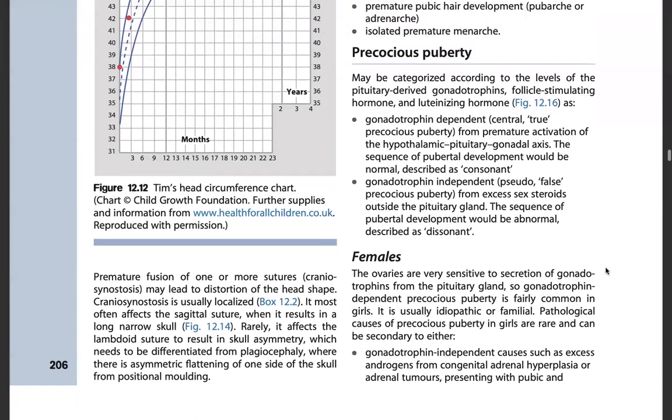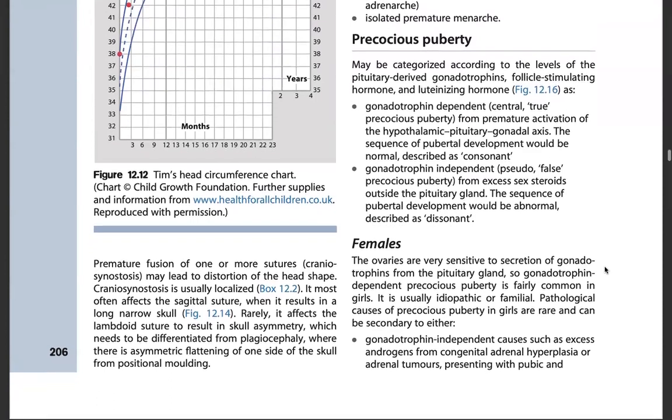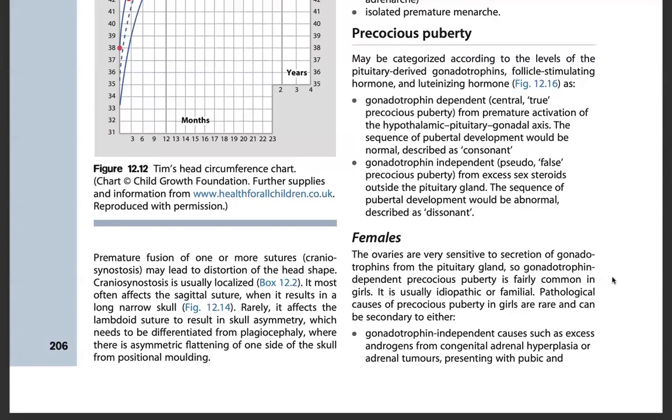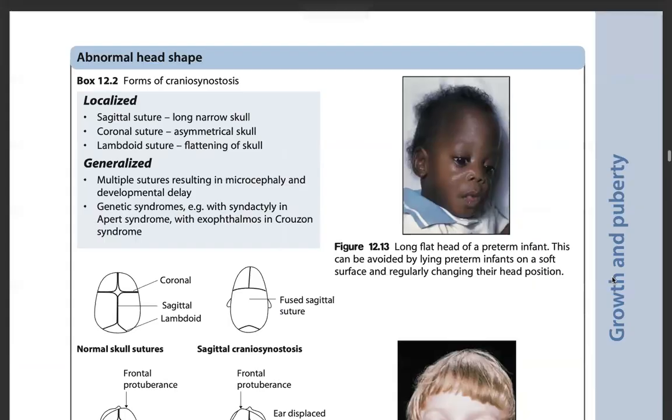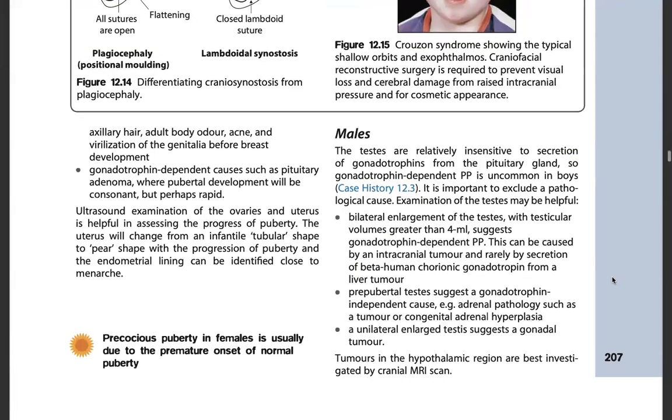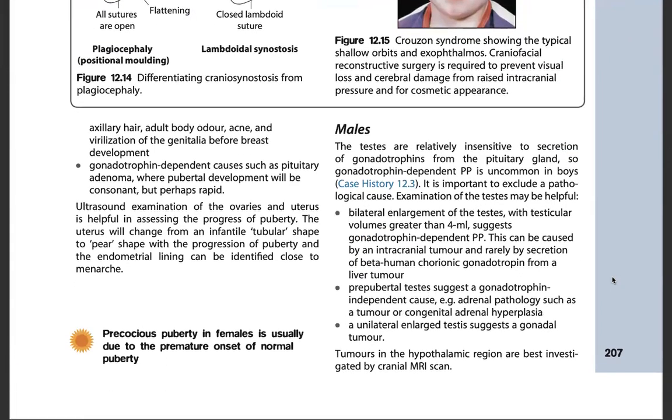In females, the ovaries are very sensitive to secretion of gonadotrophins from the pituitary gland, so gonadotrophin-dependent precocious puberty is fairly common in girls. It is usually idiopathic or familial. Pathological causes of precocious puberty in girls are rare and can be secondary to gonadotrophin-independent causes such as excess androgens from congenital adrenal hyperplasia or adrenal tumors, presenting with pubic and axillary hair, a dull body odor, acne, and virilization of the genitalia before breast development. Gonadotrophin-dependent causes such as pituitary adenoma, where pubertal development will be consonant but perhaps rapid.